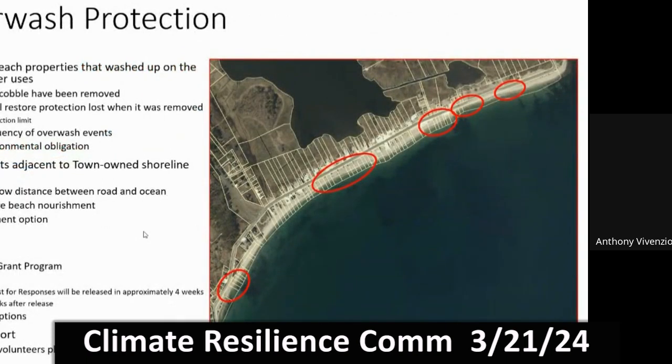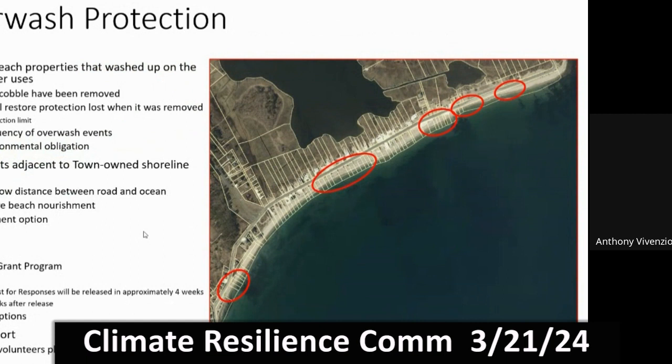So on the planning side, the recommendation here is to replace the cobble that has been taken from the beach that was washed up on the road. That will restore the protection lost by removing it. As we mentioned, the beach dune level is the protection limit. It will reduce the frequency of overwash. I believe that is a moral and legal and environmental obligation.